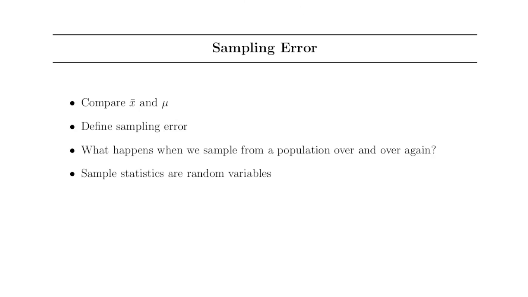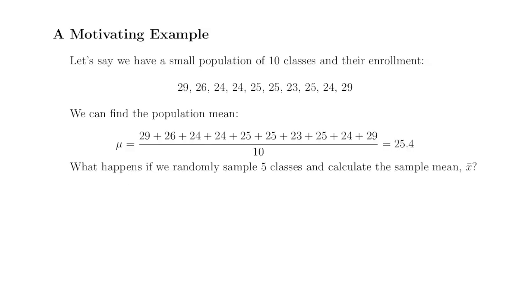Let's take a look at this first motivating example. This is a real basic, boring example, but let's say we've got a small population of 10 different classes, and these are the enrollment numbers for those 10 classes. 29, 26, 24, 24, 25, 25, 23, 25, 24, 29, whatever. We can go ahead and calculate a population mean. I've already done it for us. Hopefully this is right. This is 25.4, and we could go ahead and interpret this.